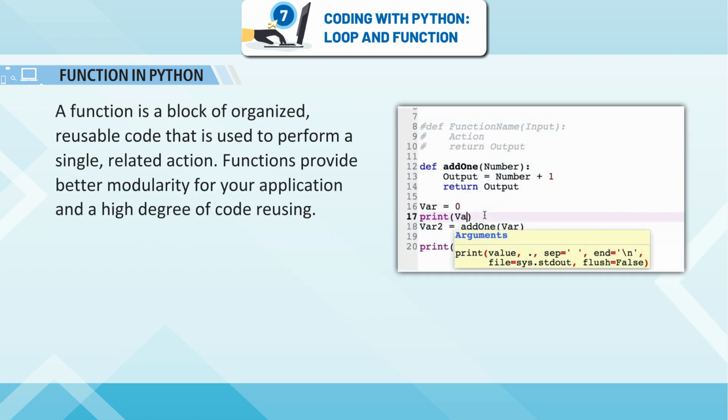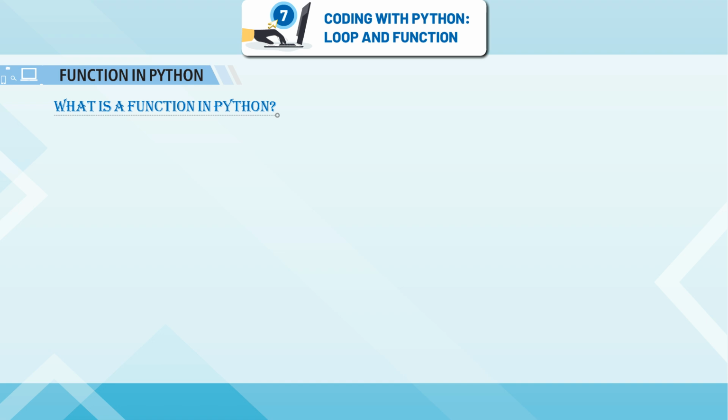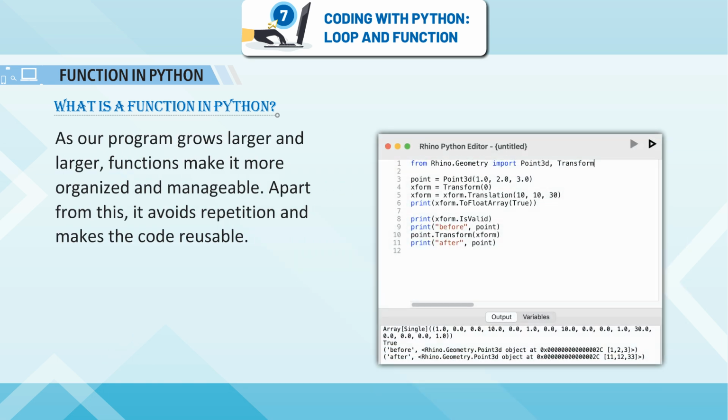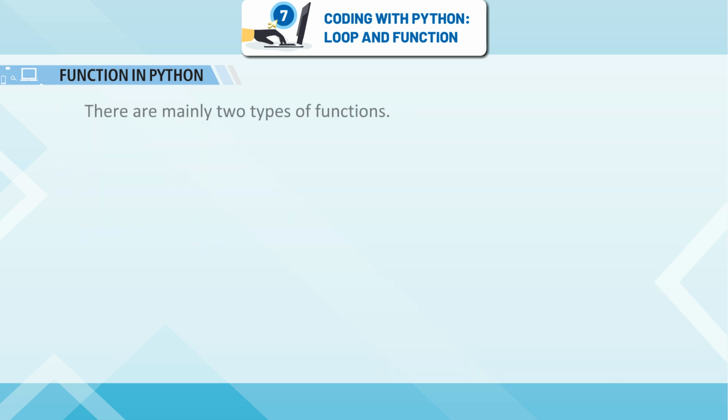Function in Python. A function is a block of organized, reusable code that is used to perform a single related action. Functions provide better modularity for your application and a high degree of code reusing. What is a function in Python? In Python, a function is a group of related statements that performs a specific task. Functions help you to break your program into smaller and modular chunks. As our program grows larger and larger, functions make it more organized and manageable. Apart from this, it avoids repetition and makes the code reusable.